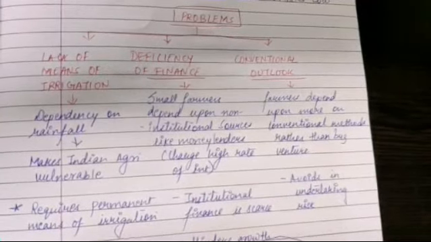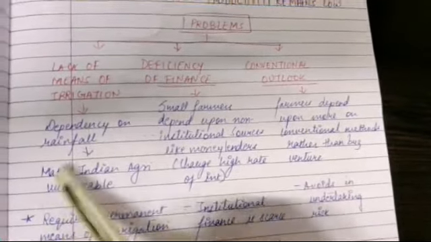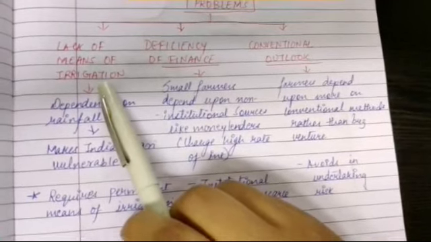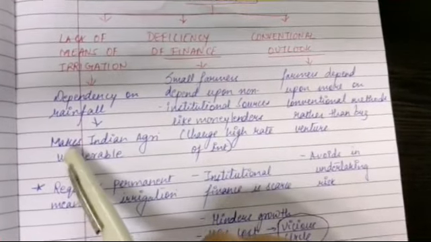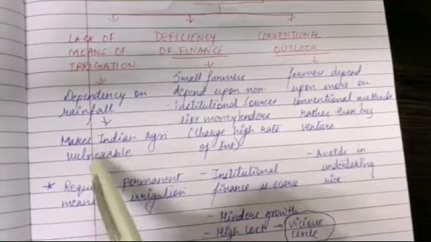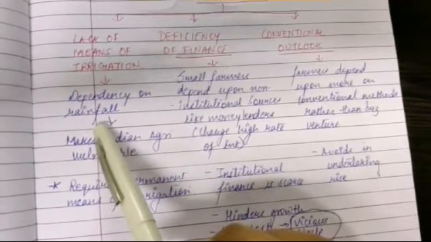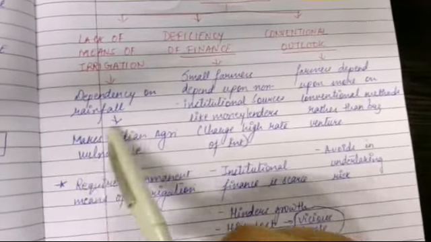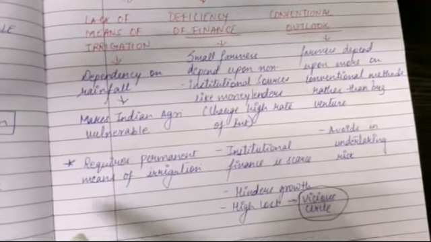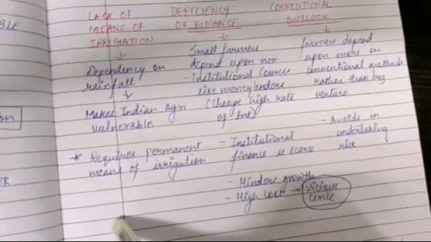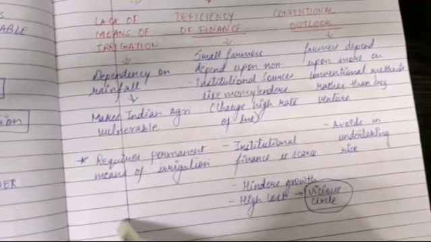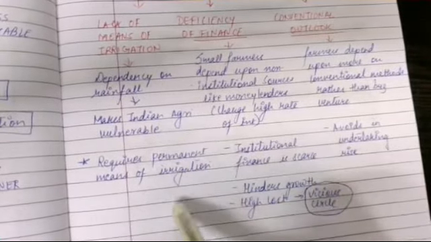Going on to the problems in agriculture, the first is lack of means of irrigation. As we have seen, agricultural crops are totally dependent on the rainfall, which makes Indian agriculture totally vulnerable. It requires permanent means of irrigation as well, otherwise there will be a lack of irrigation facilities.